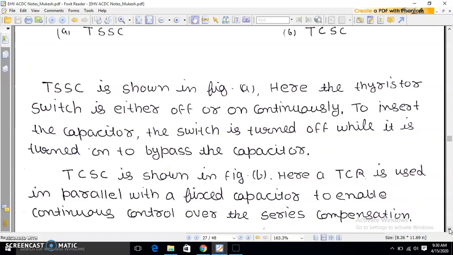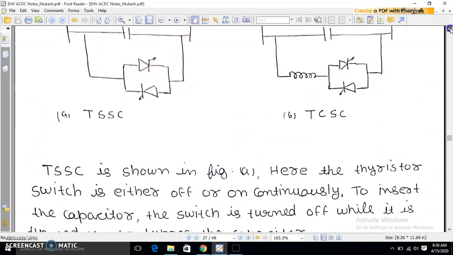TCSC is shown in figure B. Here a TCR is used in parallel with a fixed capacitor to enable continuous control over the series compensation.